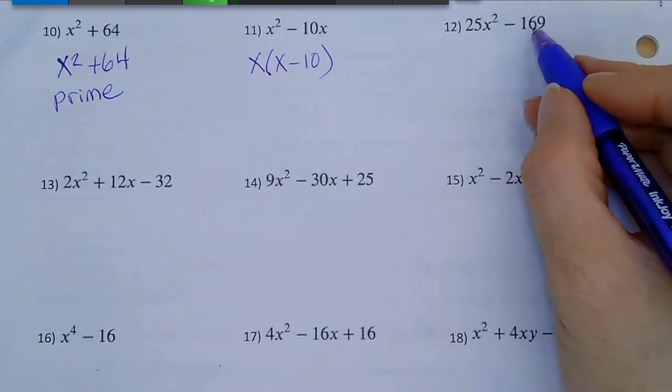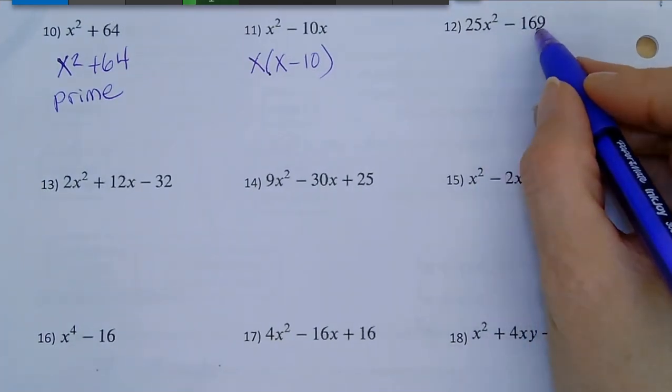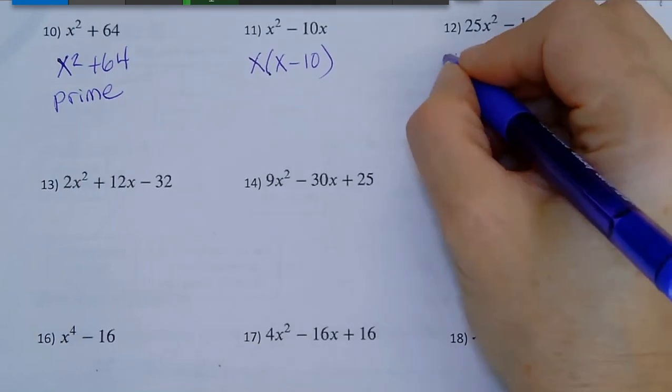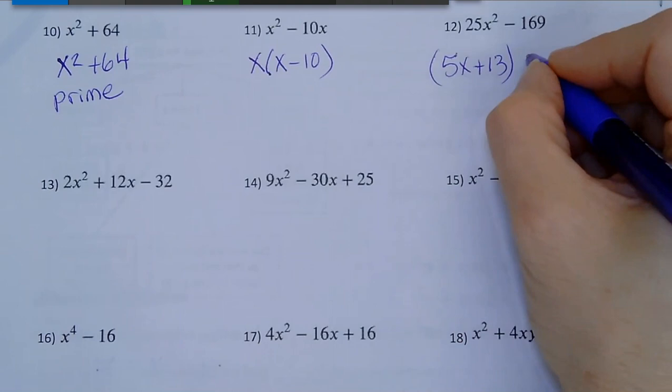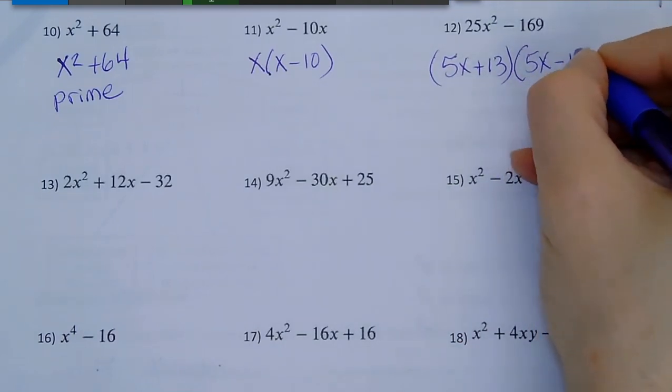25x squared minus 169. This is a difference of squares. So I'm going to write 5x plus 13 times 5x minus 13.